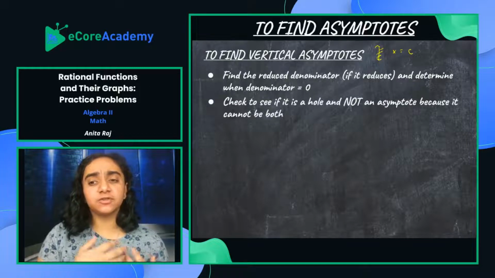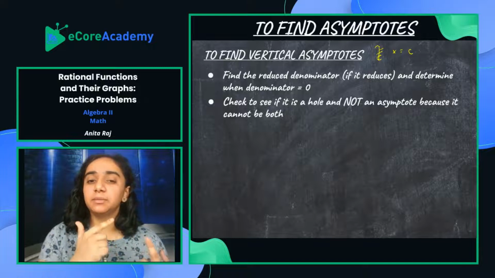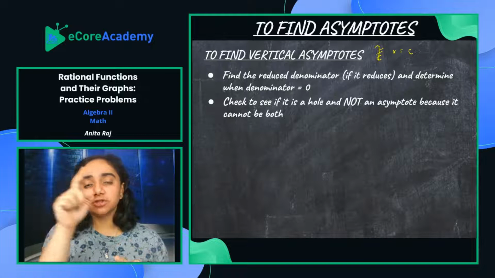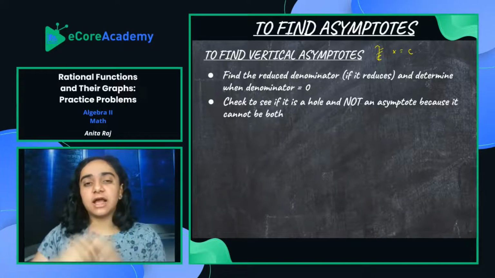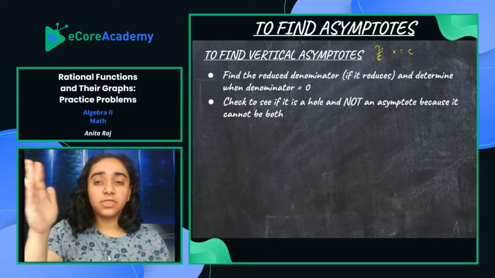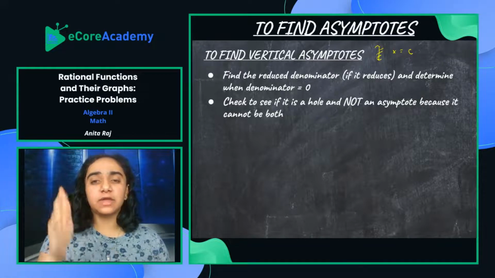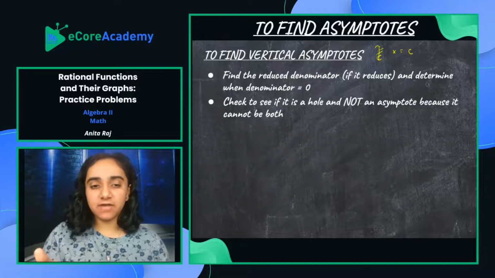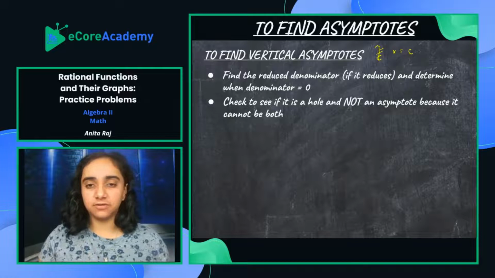Then you want to check to see if it's a hole and not an asymptote, because remember, a discontinuity cannot be both a hole and an asymptote. If a hole occurs somewhere, there's going to actually be like a single hole at that point, but the graph continues after it. The hole can't occur right where an asymptote is, because in both cases, the function has no value where that discontinuity occurs. The function doesn't have a value at a hole, and a function doesn't have a value at an asymptote. But you can't have a hole occur on top of an asymptote, if that makes sense.